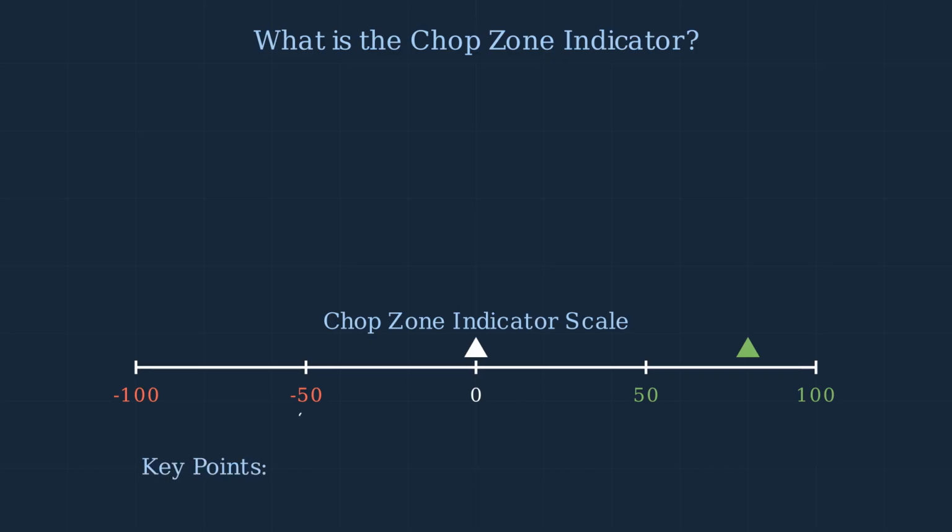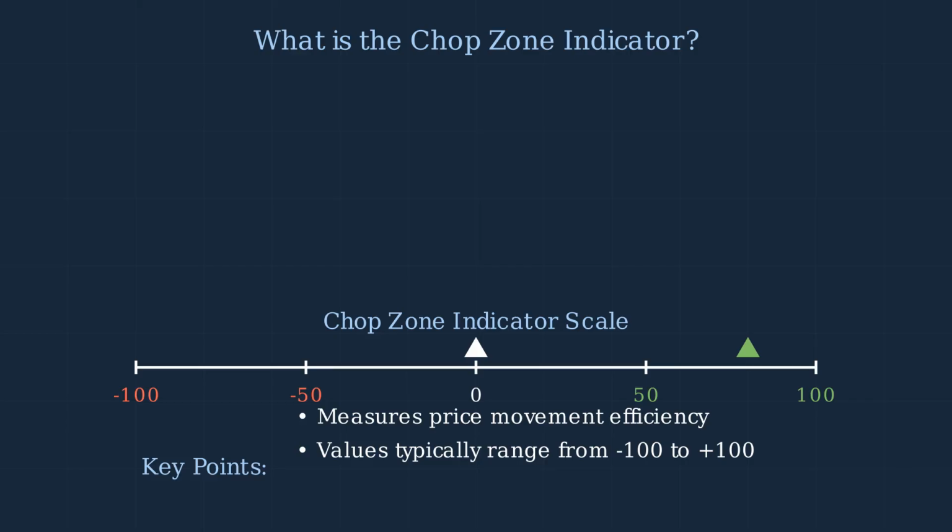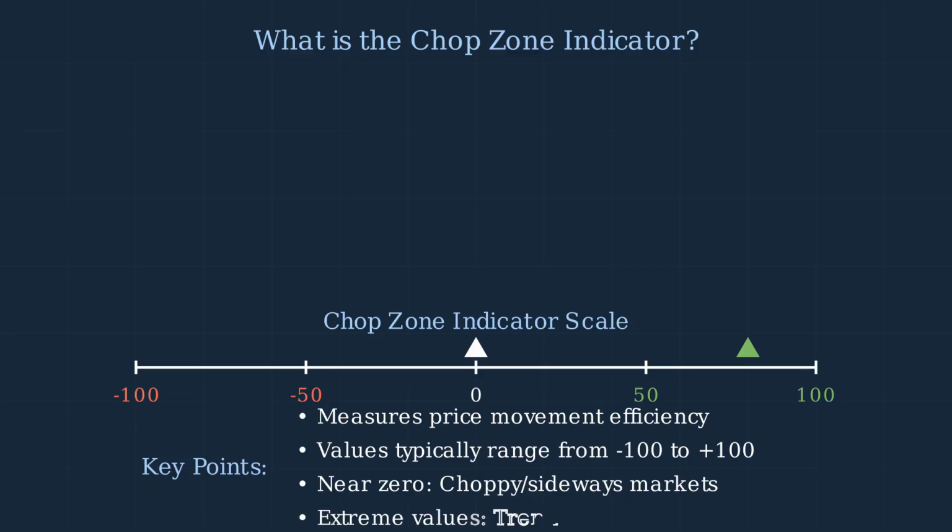The indicator measures the efficiency of price movement by comparing the distance traveled by price to the volatility during a specific period. Trading in choppy markets often requires different strategies than trading in trending markets, making this indicator valuable for adapting your approach. Understanding the chop zone indicator helps traders identify optimal market conditions for their specific trading strategies.